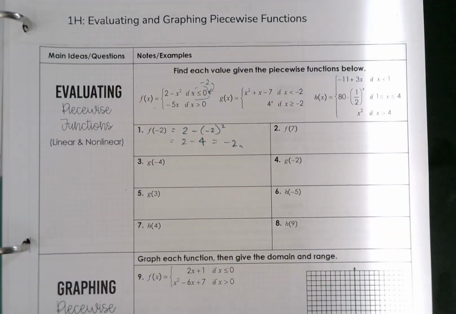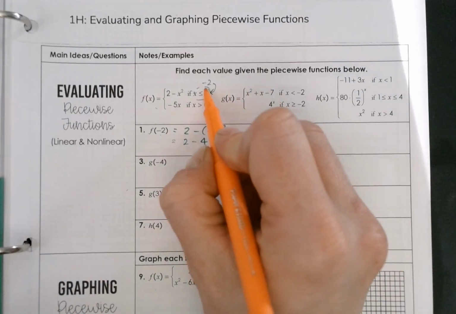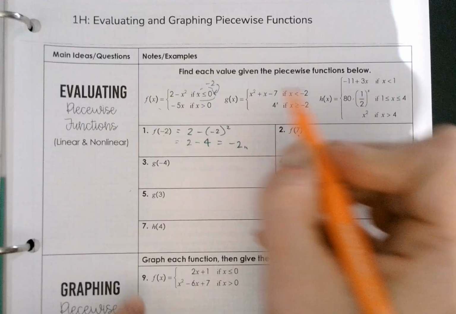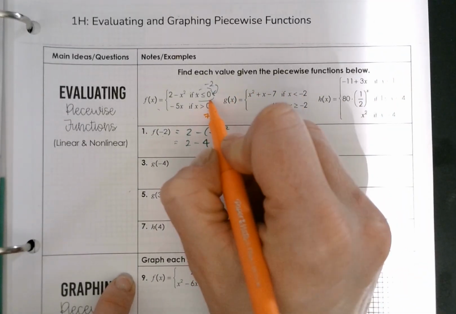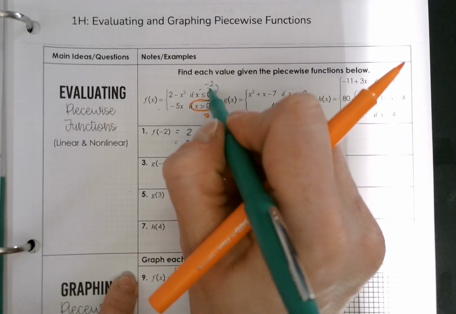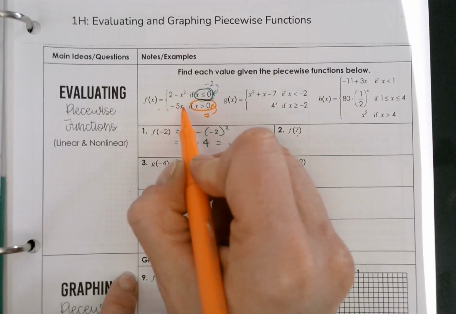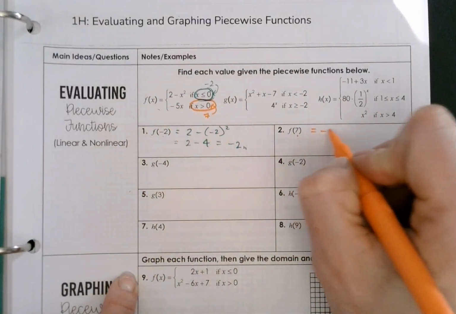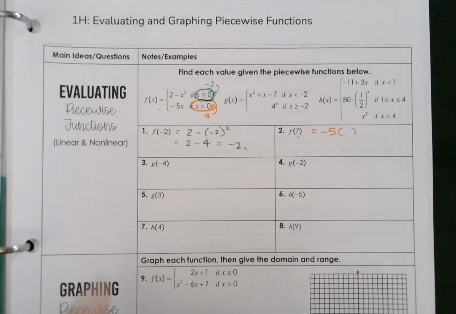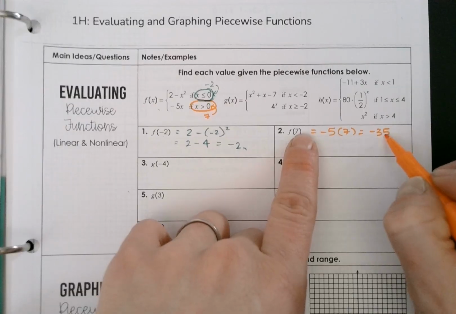Okay. On the other hand, let me grab a different color. F of 7, well, does 7 exist in this first section or this second section? Of course, 7 exists in this section. X is greater than 0. Negative 2 was part of this one. 7 is part of this one. So we're going to use this second equation, which is negative 5x. So negative 5 times x, but x, of course, is 7. So our answer is negative 35.